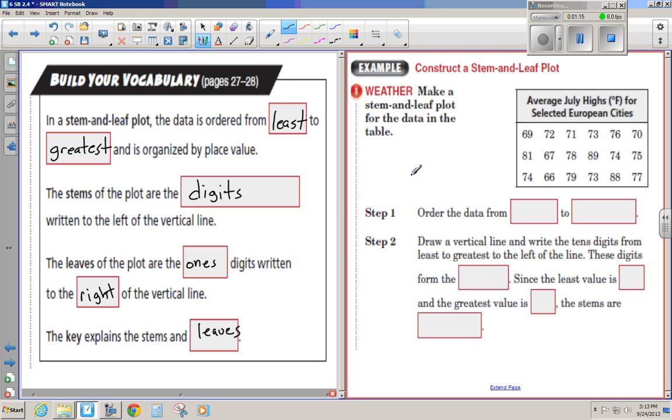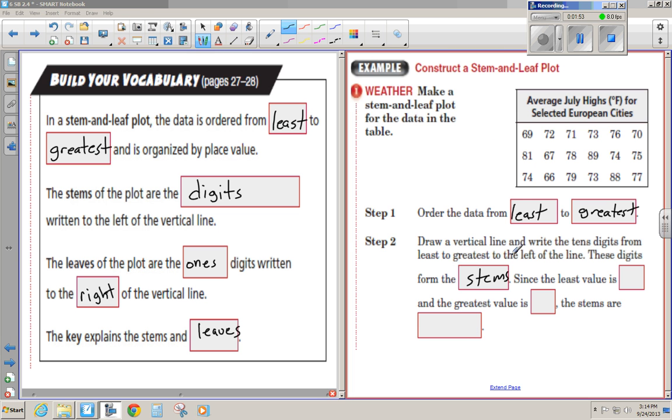All right, so here is example 1. Construct a stem and leaf plot. Make a stem and leaf plot for the data in the table. Step 1, order the data from least to greatest. Draw a vertical line and write the tens digit from the least to greatest to the left of the line. These digits form the stems. Since the least value is blank and the greatest value is blank, the stems are here.